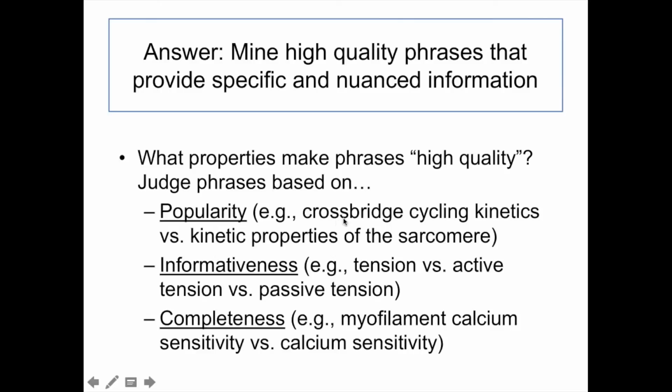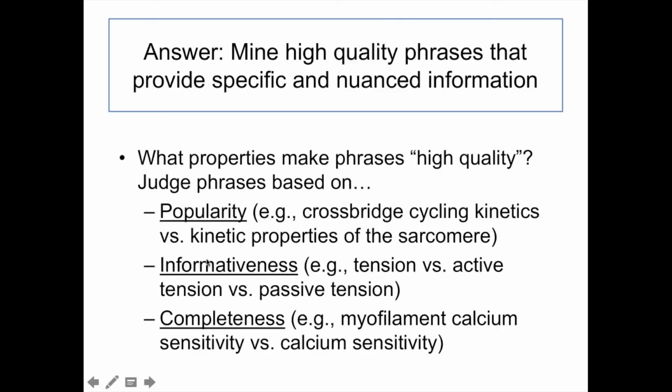For example, popularity. This is respecting the common jargon in the field. How are concepts commonly worded? Cross-bridge cycling kinetics is a very common phrase you'll see in this body of literature, versus something like kinetic properties of the sarcomere.